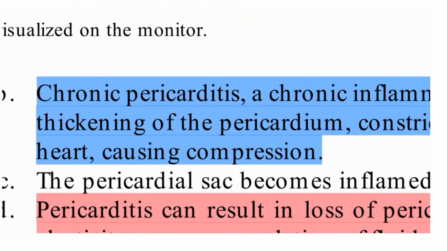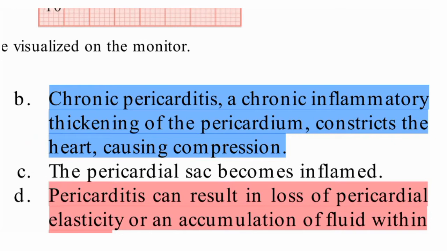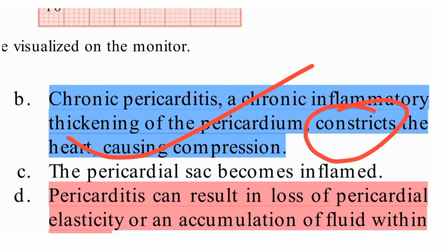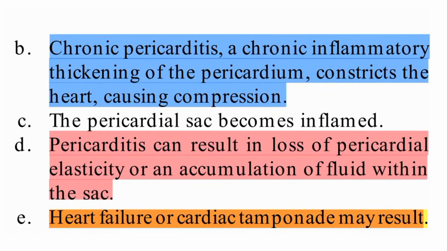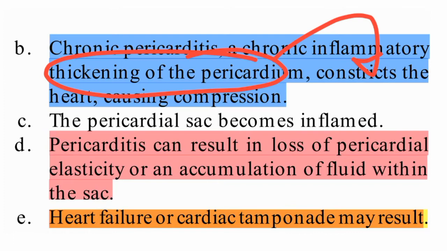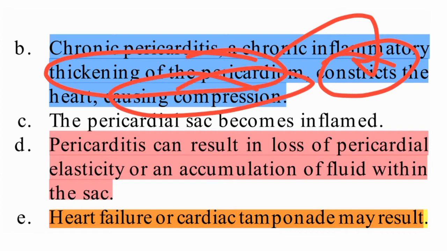Chronic pericarditis is chronic inflammatory thickening of the pericardium that constricts the heart, causing compression. So when pericarditis is there, what will it do? It will constrict the heart and cause compression of the heart. When pericarditis occurs, the pericardium becomes thick. So it will result in constriction of the heart. Constriction of the heart will cause compression of the heart.